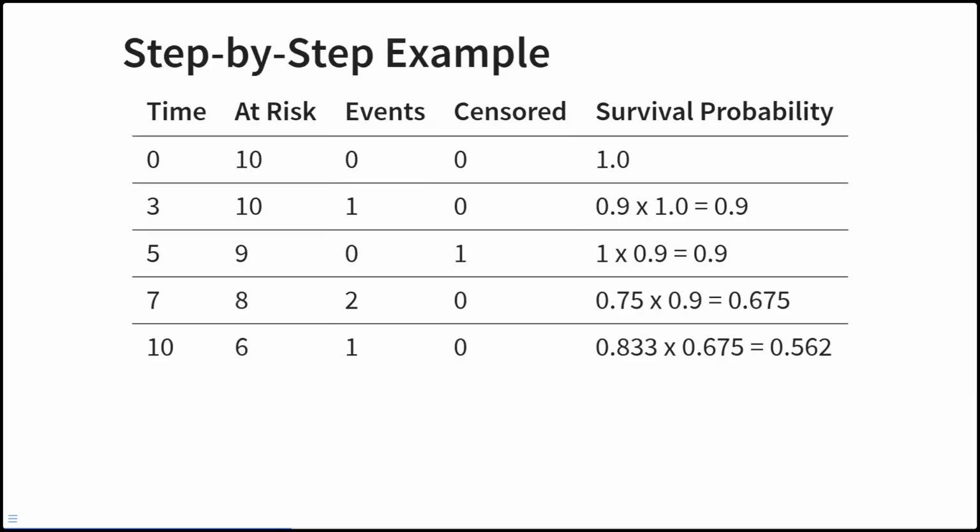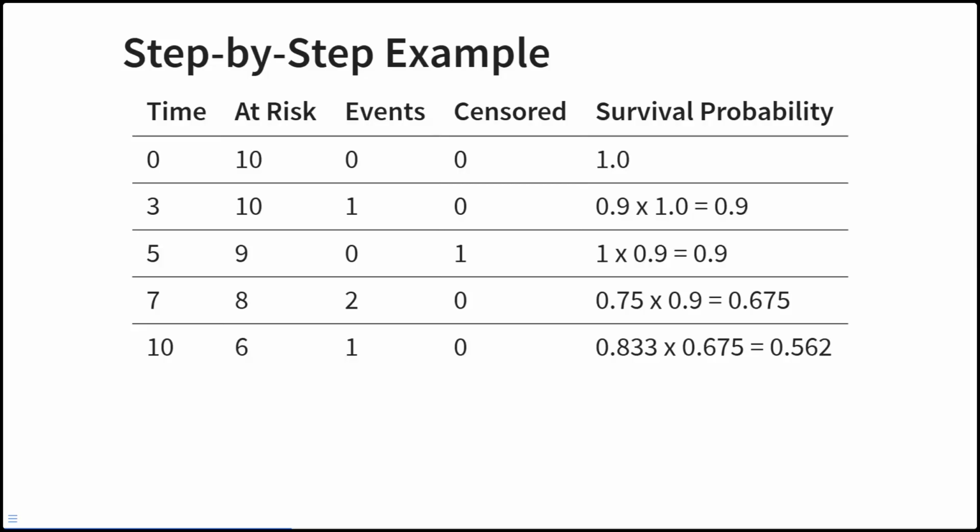If you look at this now, we have the time. You can see we have the at risk. At risk is the number of patients at that particular time. The event is the number of people that experienced events at that particular time. Then the censored is whether the event happened or the individual was censored. Then we have survival probability.